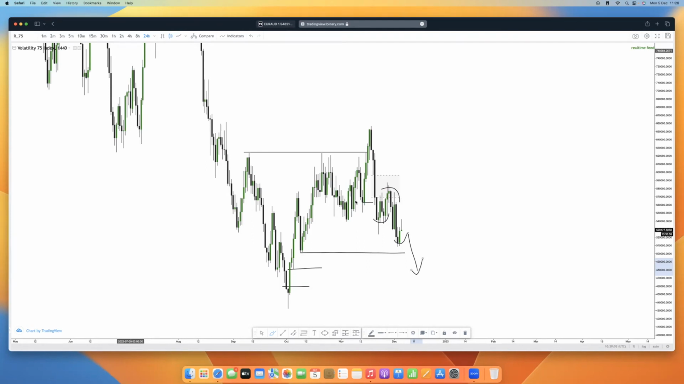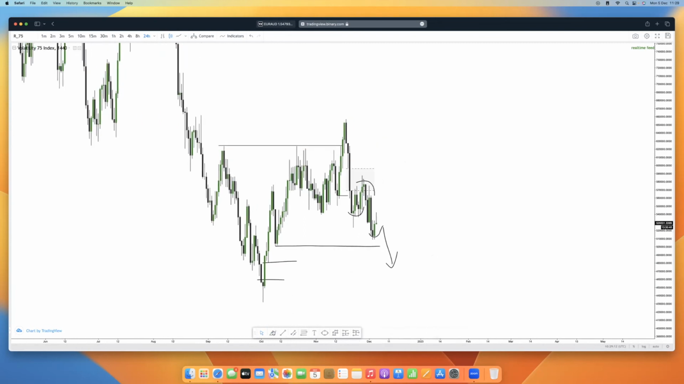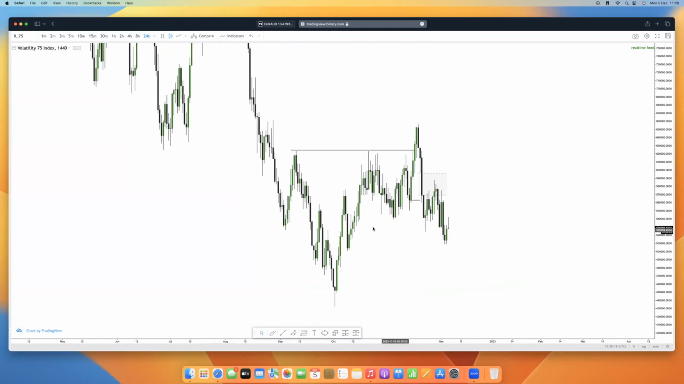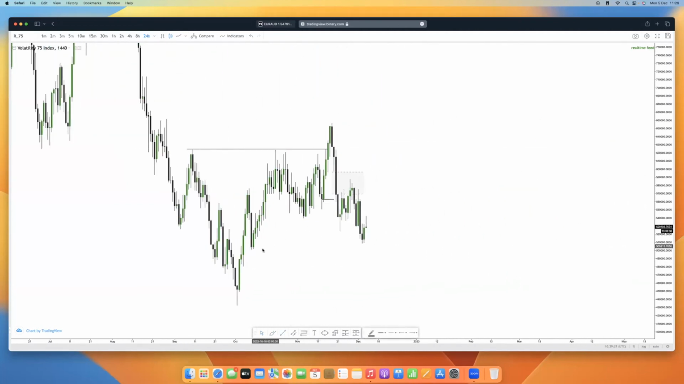Okay, so what I want to see is price going to the downside for VIX 75. We have a range already: this low, high, low. So this area here, let me remove all of this quickly. Okay, so we have this internal liquidity here, and then we have this imbalance in this area.